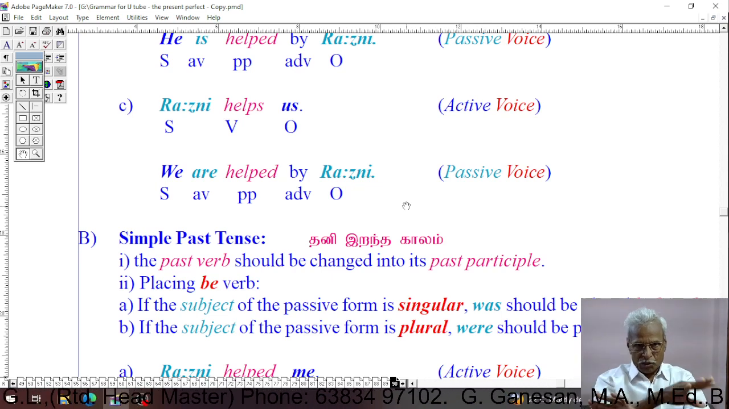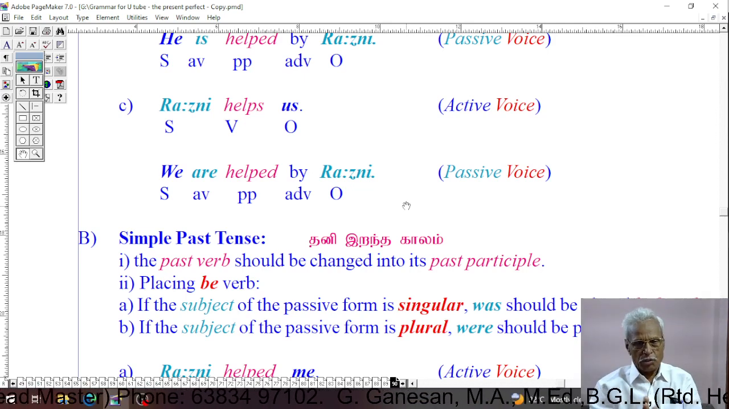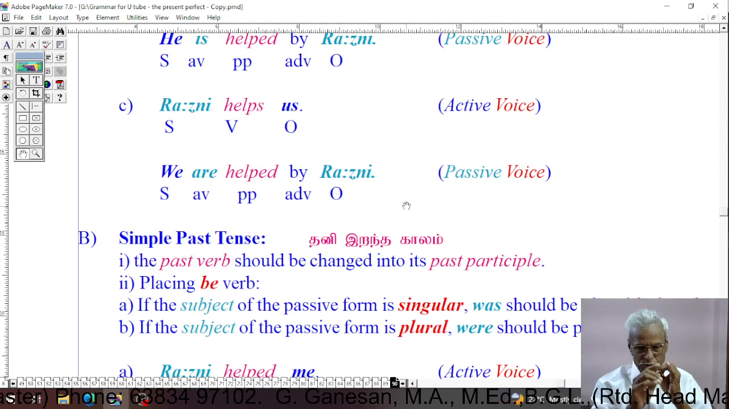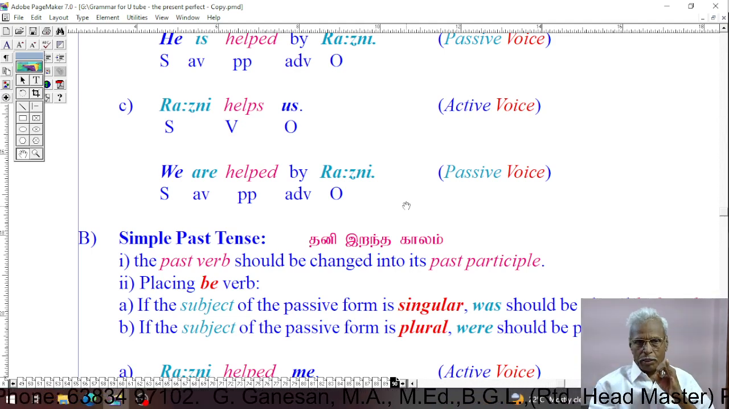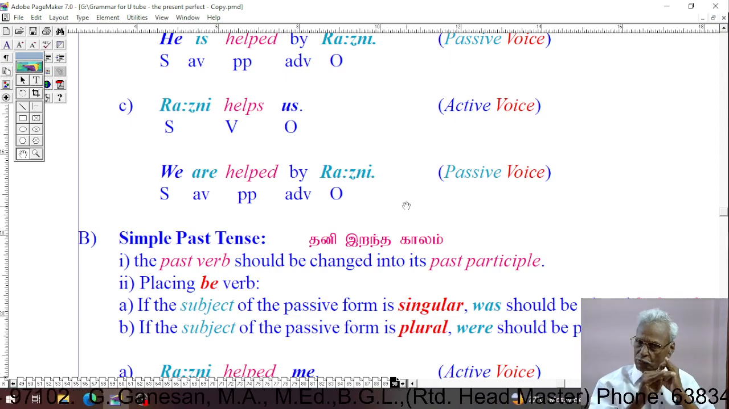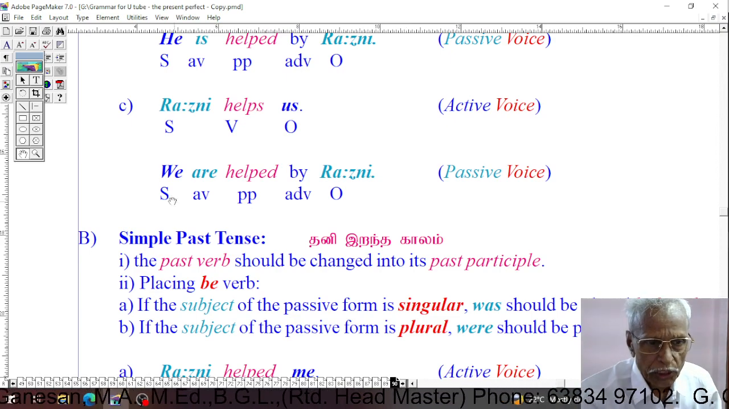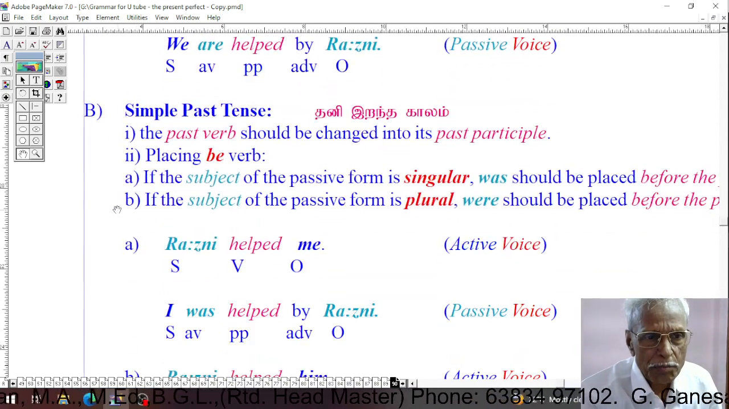Subject and object are interchanged. The present tense verb is changed into the past participle. Then, if the subject is I, am is placed before the past participle. If the subject is singular, is. If the subject is plural, are. That's all. Then, simple past tense.